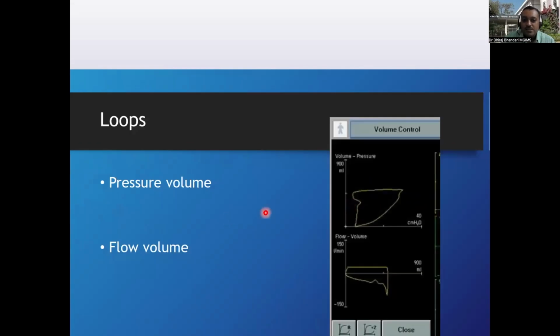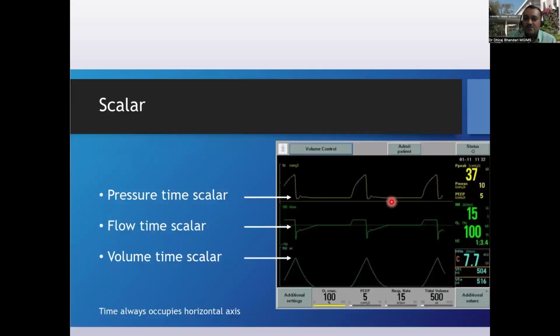When I say a loop, this is basically a pressure and flow loop. So there is no time. There is only one breath which will be seen, but the two parameters across the x and y axis will be pressure and volume, or flow and volume. So if there are two parameters, we call it a loop. And if there is a single parameter plotted against time, that is what we call a scalar. And there are pressure-time scalars, flow-time scalars and volume-time scalars.